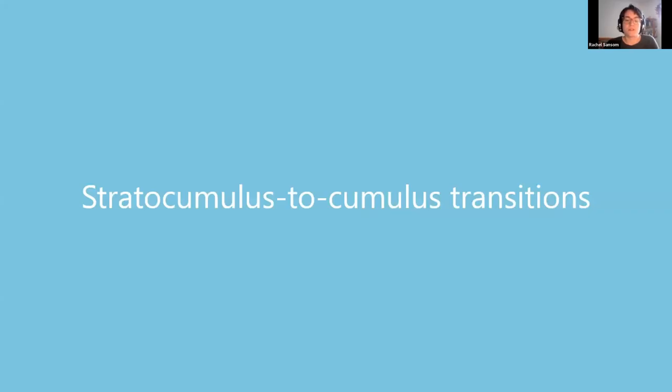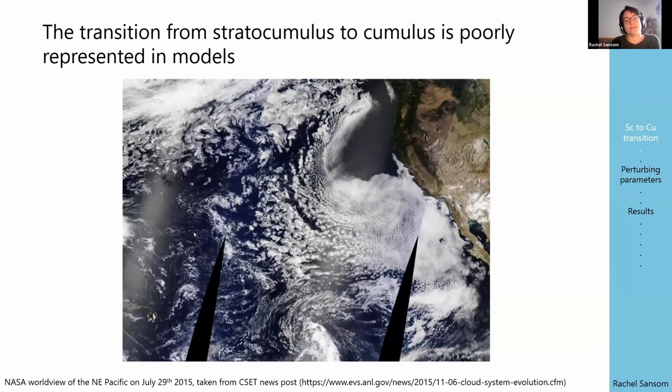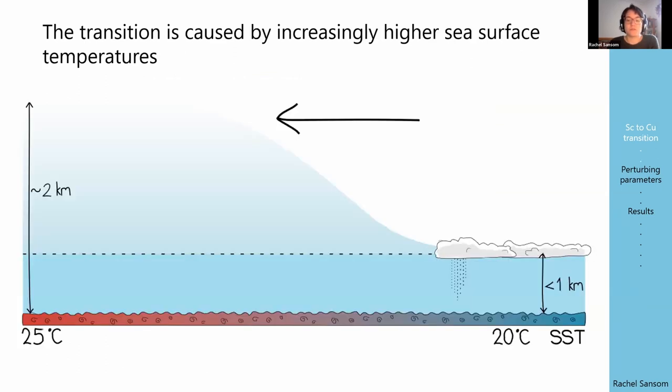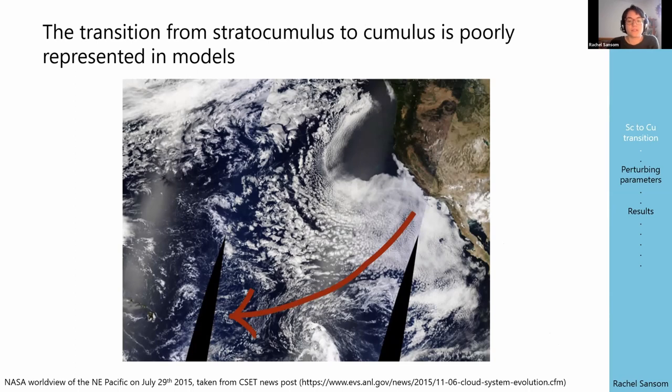So first of all, let me talk about what's actually going on in the stratocumulus to cumulus transition. This is a satellite image from the Northeast Pacific, just off the coast of the United States. And on the right of the image, you can see these bright white stratocumulus decks. And as you move over to the left, this breaks up into cumulus fields.